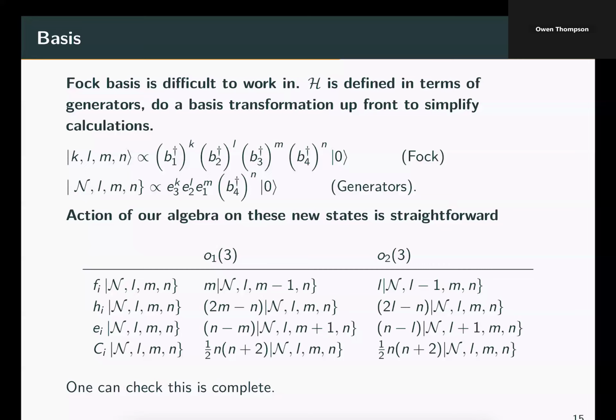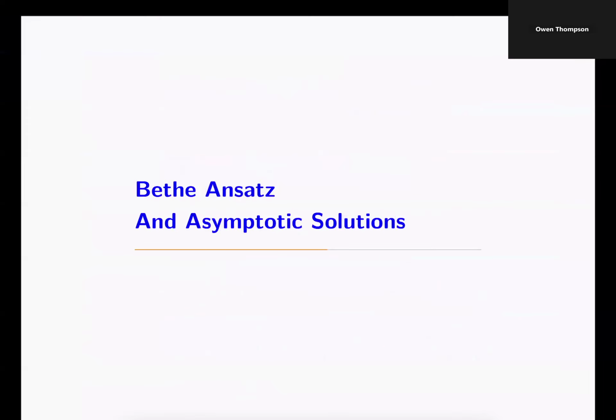So if you have any initial Fock state, it turns out you can write it in terms of the generators. And this table here just has the full action of the generators on those new basis states. And you just have to check that that's a complete basis. Okay, so we've got our integrable Hamiltonian in terms of the generators, and now we have our basis states that are also expressed in terms of the generators. So we're going to try and find the Bethe ansatz equations and look for some solutions.